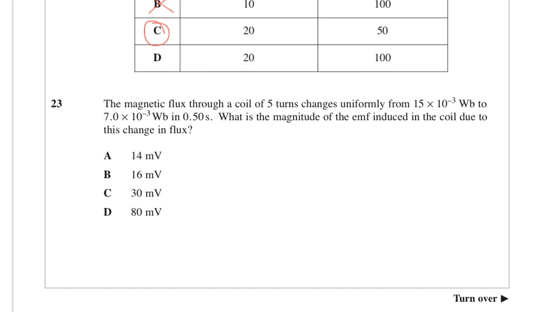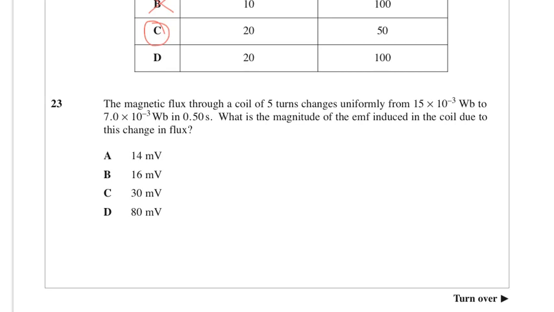Magnetic flux through a coil of 5 turns changes uniformly from 15 times 10 to the minus 3 to 7 times 10 to the minus 3 in 0.5 seconds. What is the magnitude of the EMF? So we need to find the rate of change of flux linkage. So we've got the flux changing from 15 to 7, so 15 minus 7 times 10 to the power minus 3. The change in flux.